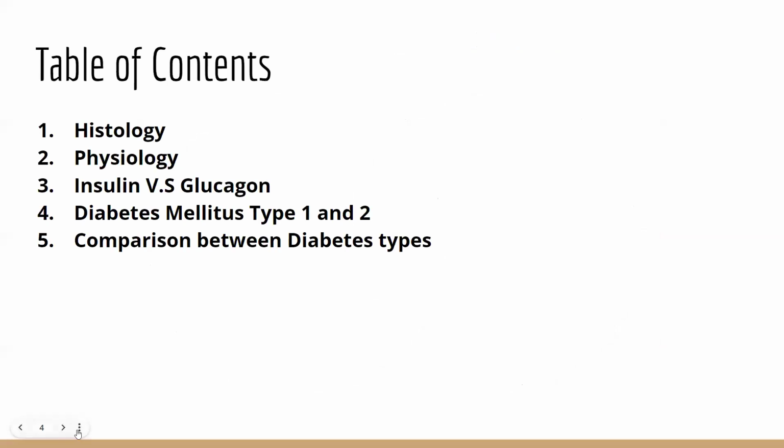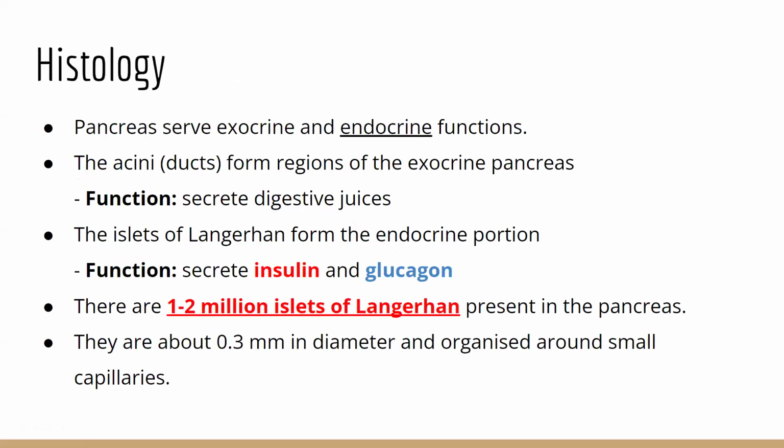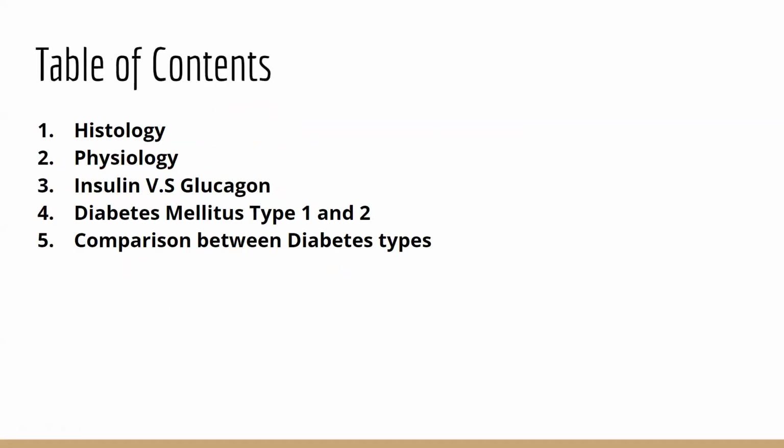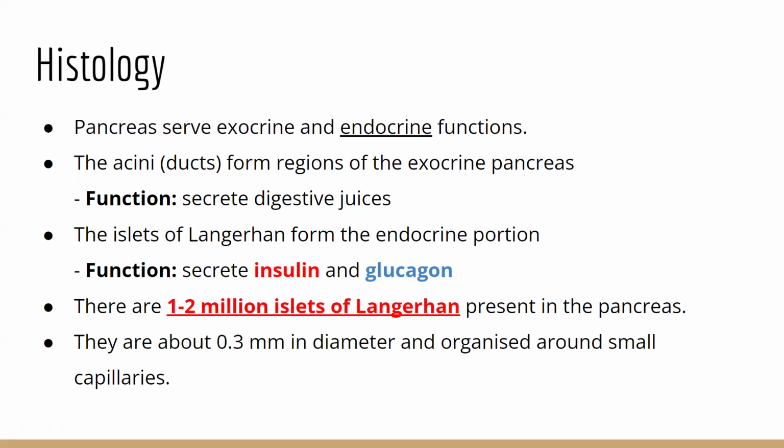So this is the table of contents. We'll study histology and physiology, insulin versus glucagon, and diabetes mellitus, where we'll discuss type 1 and 2, and then we'll compare between the types. First off, we'll start with the basics, which is histology. You've already taken the pancreas as an exocrine gland in GIT, where it releases its digestive juices into the duodenum, which is a C-shaped organ, as shown earlier.